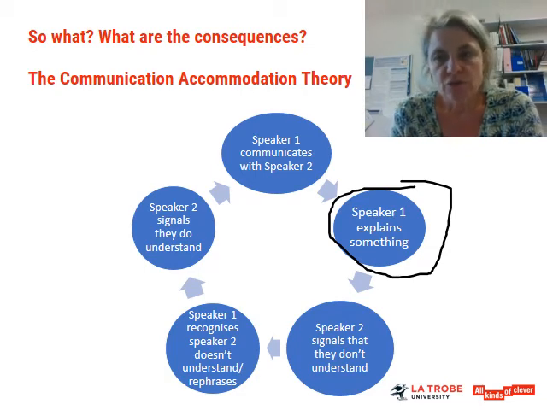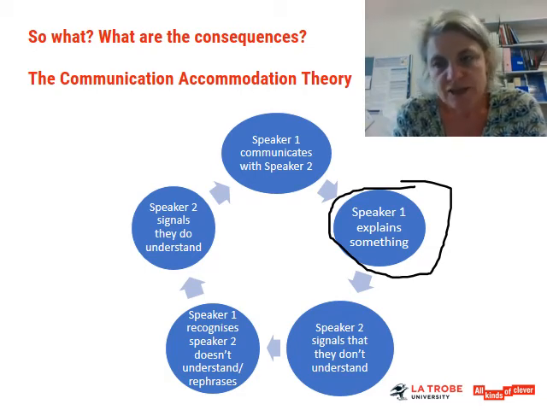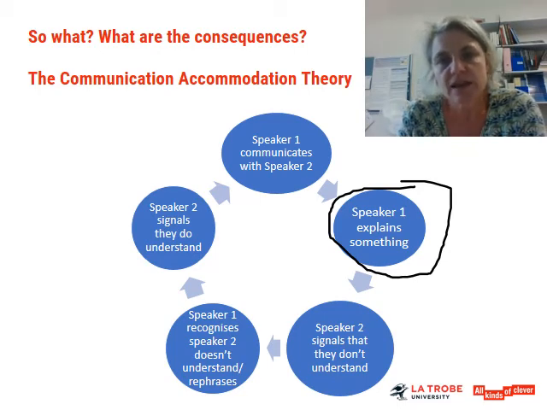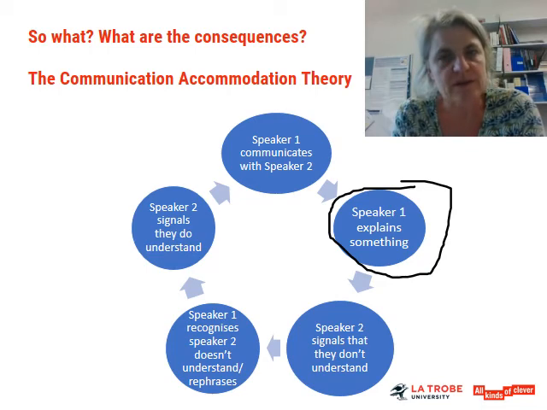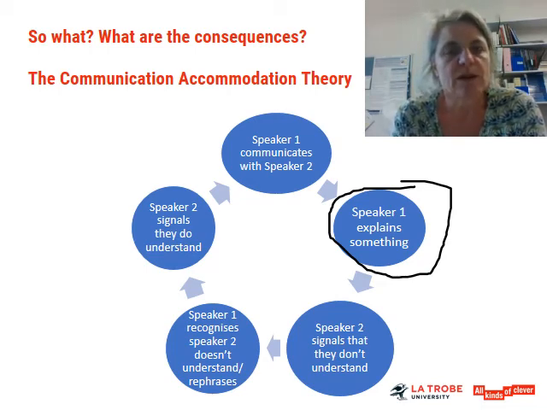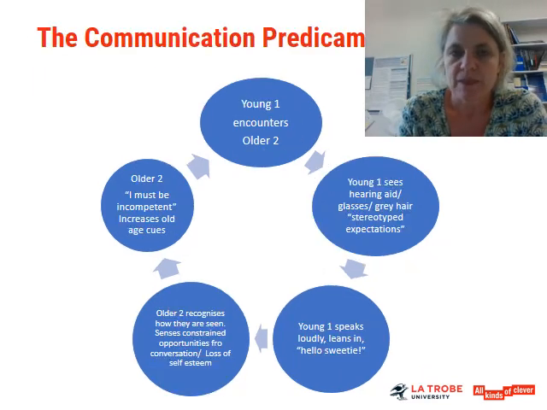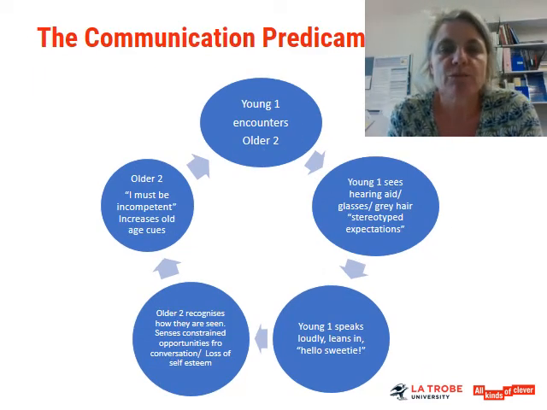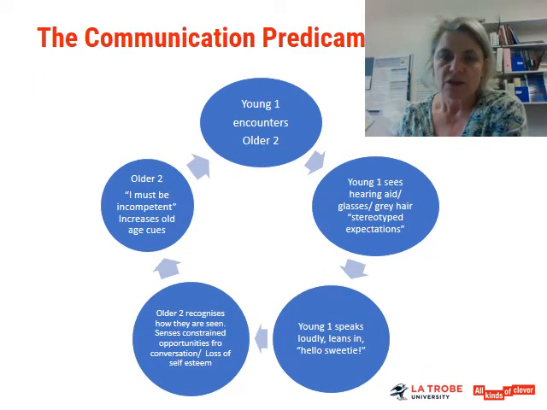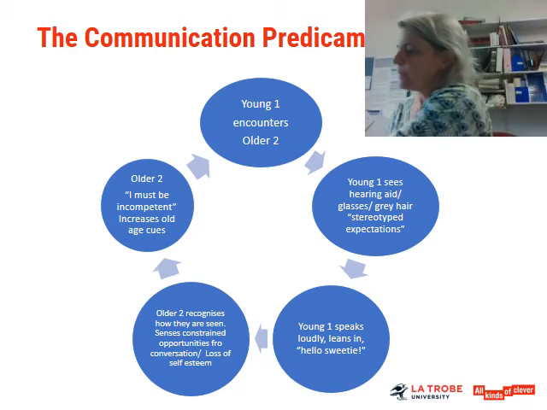But researchers who are interested in communication and aging, Bouchard and colleagues, noticed that something sort of sinister can happen when people are talking to older people. They call it the communication predicament model. So let's talk about what happens here.